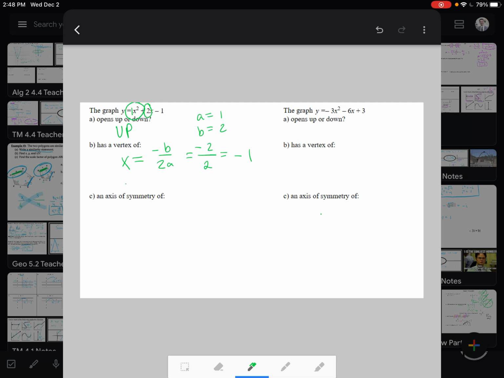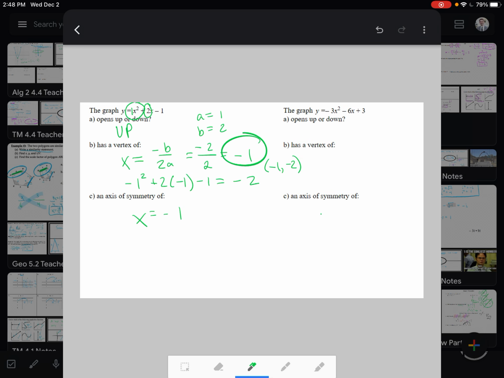And then now we would need to plug that back into our equation. So -1 squared plus 2 times -1 minus 1. And that'll get us that final answer of -2. So that would be our vertex. The coordinates of the vertex are -1, -2. Finally, axis of symmetry, we just take that same x value, and that's the axis of symmetry. And that's what we're looking for.